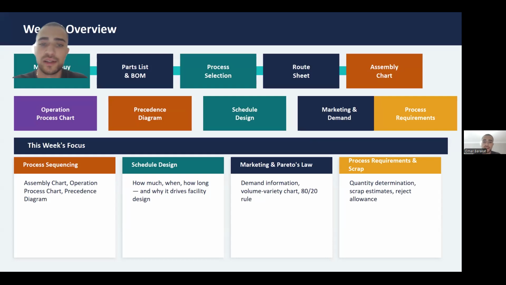Here's the full process design procedure. We've already completed the make or buy list, parts list, bill of materials, process selections, and route sheet. This week, we finish the remaining three output documents, the assembly chart, operation process chart, and precedence diagram, and then move into schedule design. Think of this as the last mile of process design before we can actually start sizing the facility.